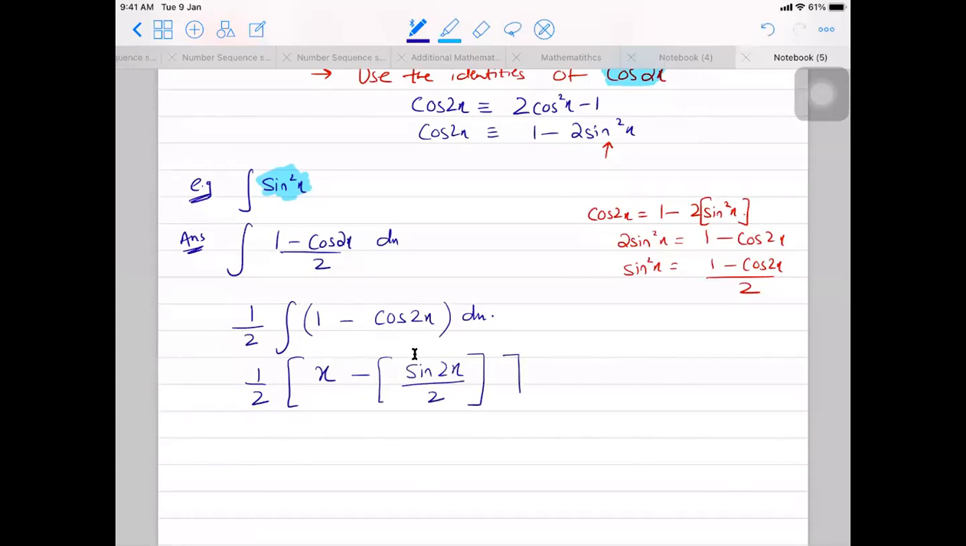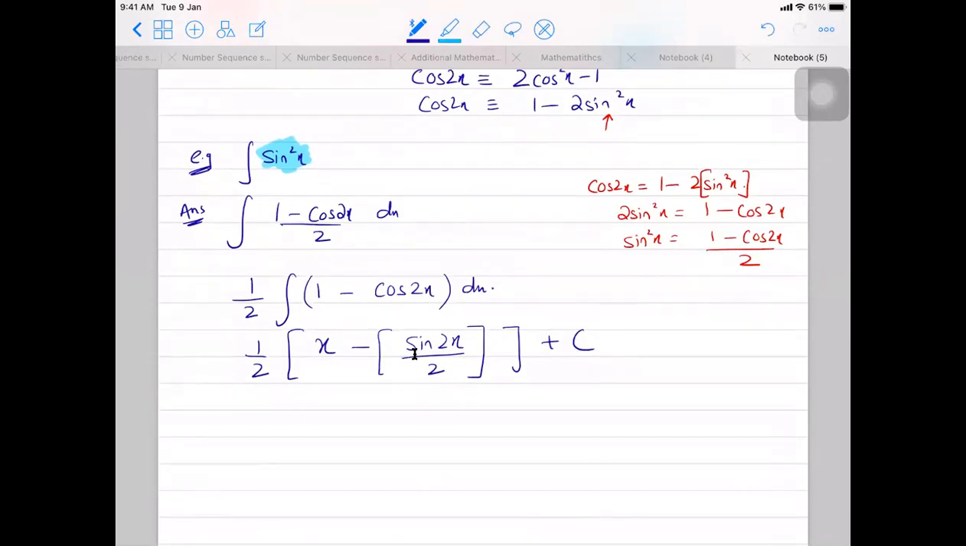Then you can write a combined c over here, and you can simplify this further. So x upon 2 minus sine 2x upon 4 plus c. Also, why is it upon 4? Because 1 upon 2 multiplied by sine 2x upon 2 is going to give you sine 2x upon 4.